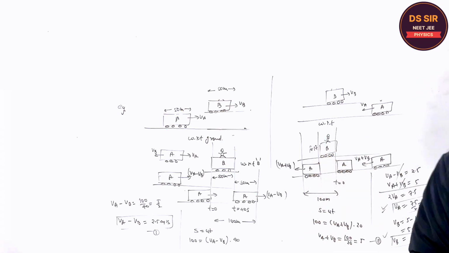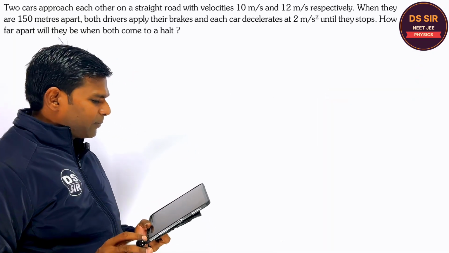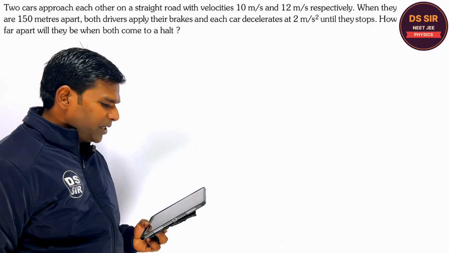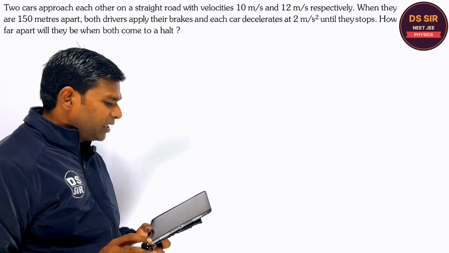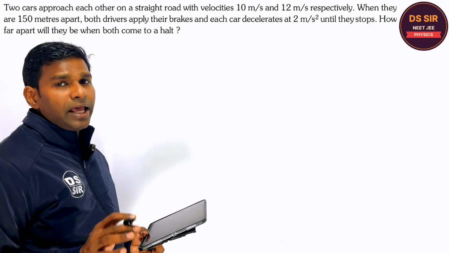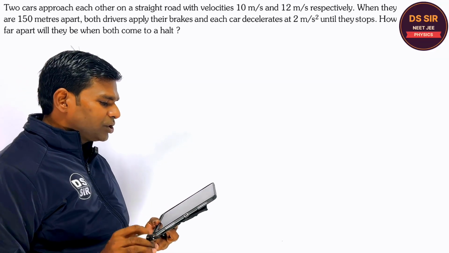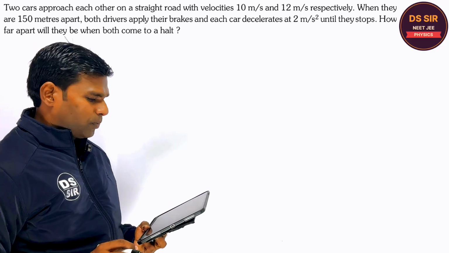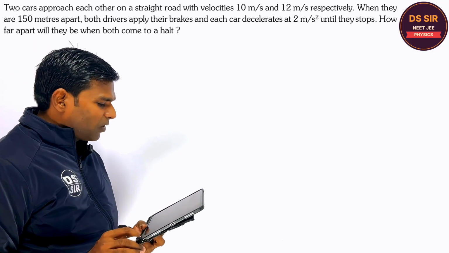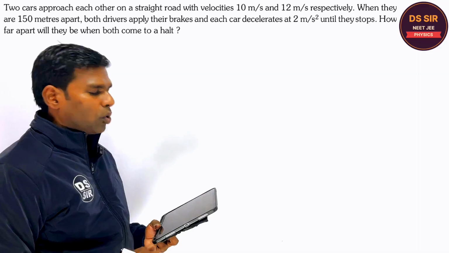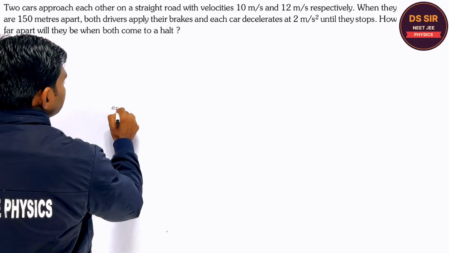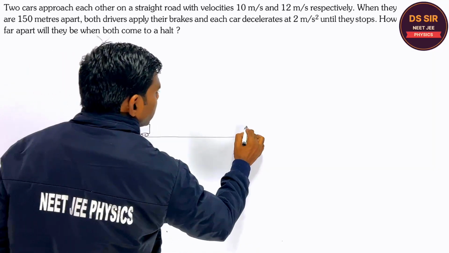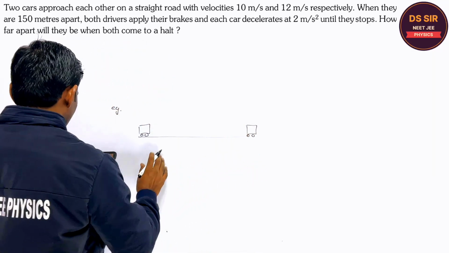Copy this. So in this question, two cars approach each other on a straight road with velocity 10 meter per second and 12 meter per second. When they are 150 meter apart, they apply the brakes and the retardation produced is 2 meter per second square until they stop. So they are asking how far apart they will be when both come to halt, right? Although this is the question given here, without relative motion we can also solve this.